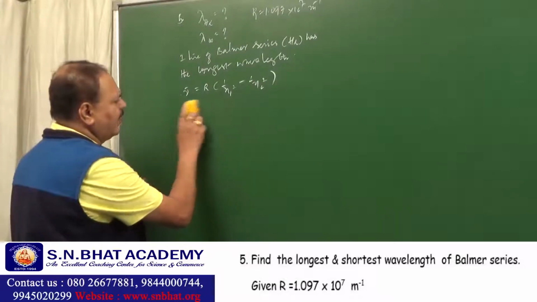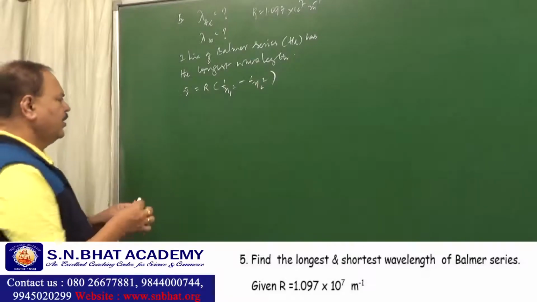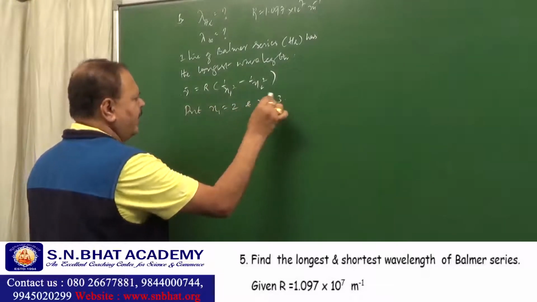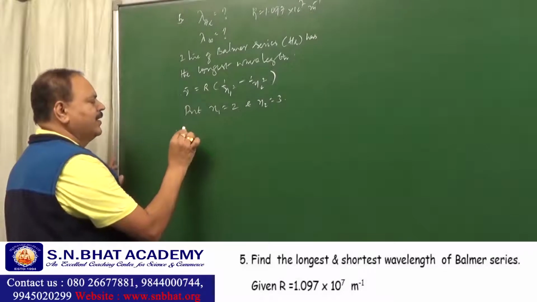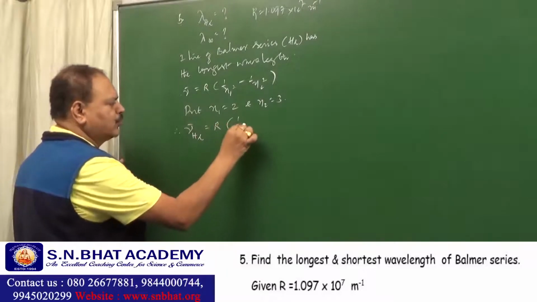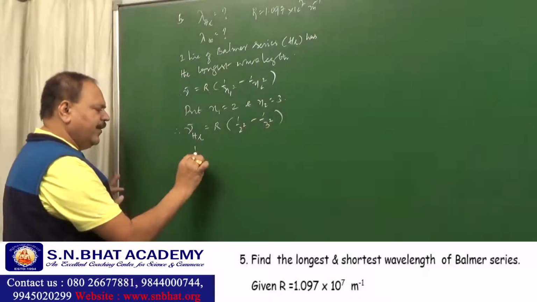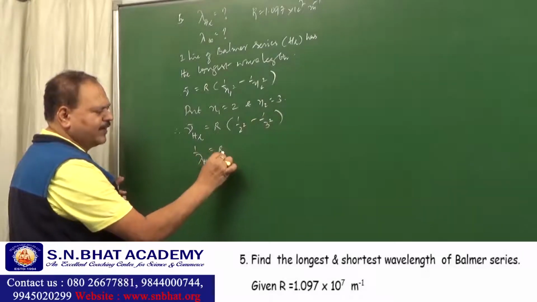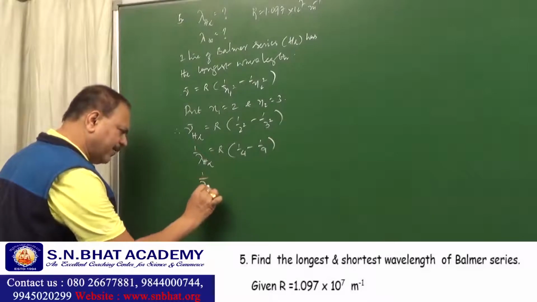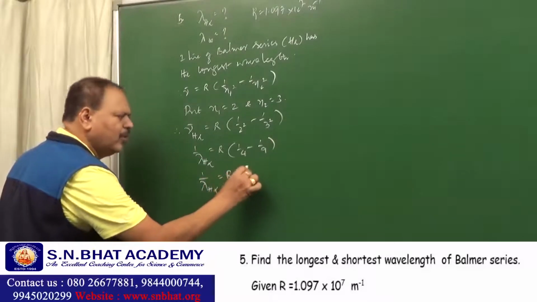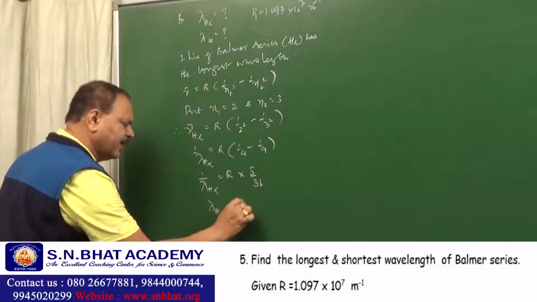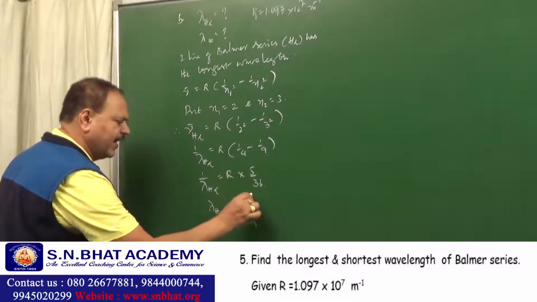So now you write for the longest wavelength: you put H alpha line, n1 is equal to 2 and n2 is equal to 3. Then what is your formula? Your formula is nu H alpha bar is R into 1 over 2 squared minus 1 over 3 squared. It is 1 by 4 minus 1 by 9. 1 by lambda H alpha is equal to R into 5 by 36. Therefore your lambda H alpha is equal to 36 by 5R.